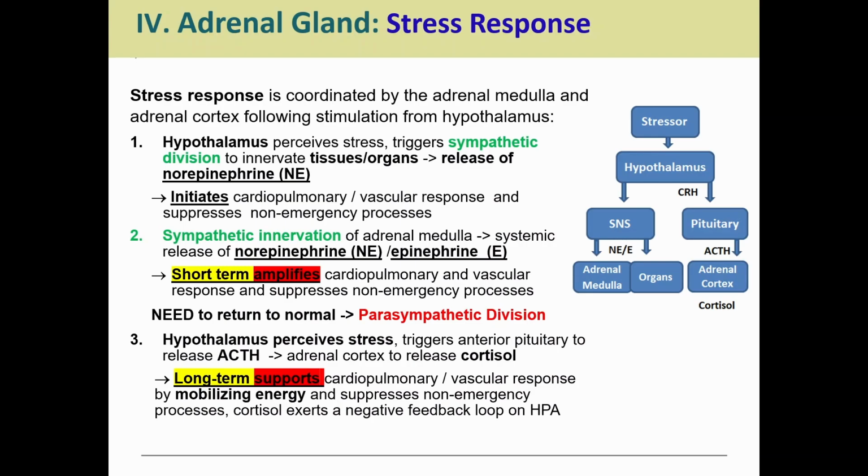But long-term, right, the hypothalamus perceives stress. We trigger the anterior pituitary to release ACTH. That tells the adrenal cortex to release cortisol, right? This is going to support the same body systems by mobilizing energy and suppressing the non-emergency things, right? Cortisol will have a negative feedback loop though. So once we have enough of that, right, then we will slow down the production, produced by the hypothalamus.